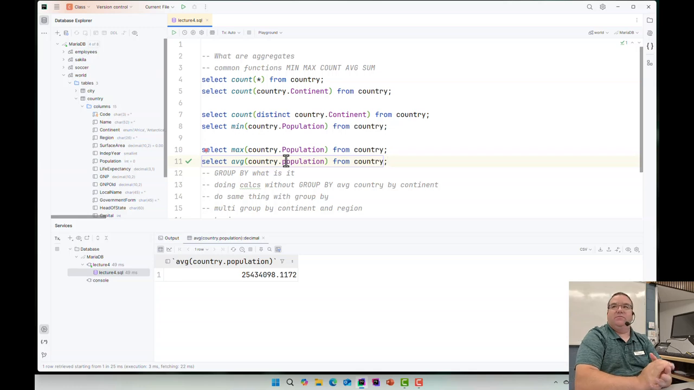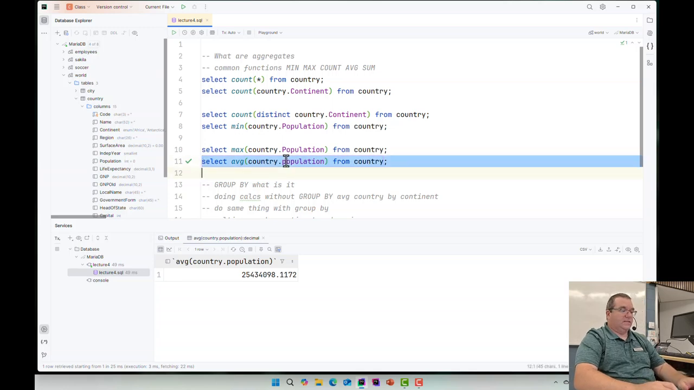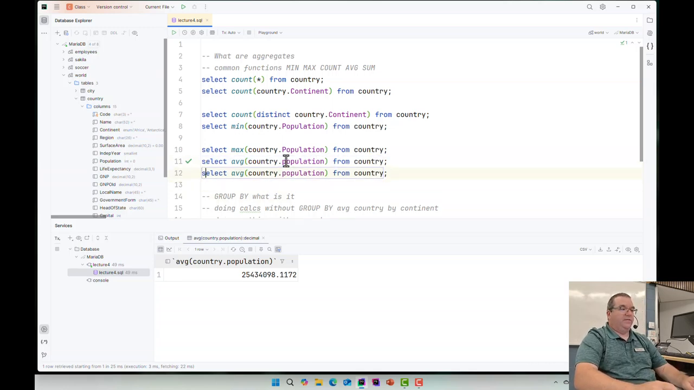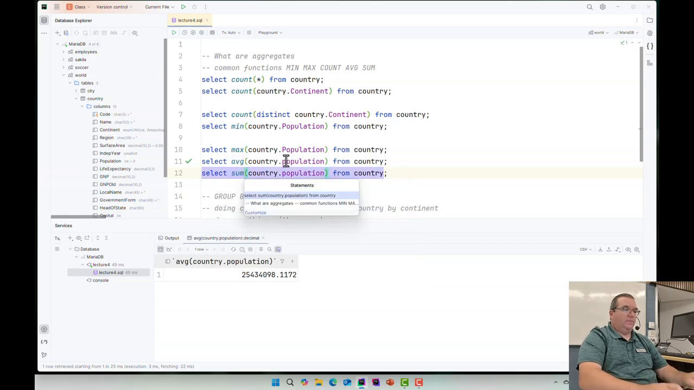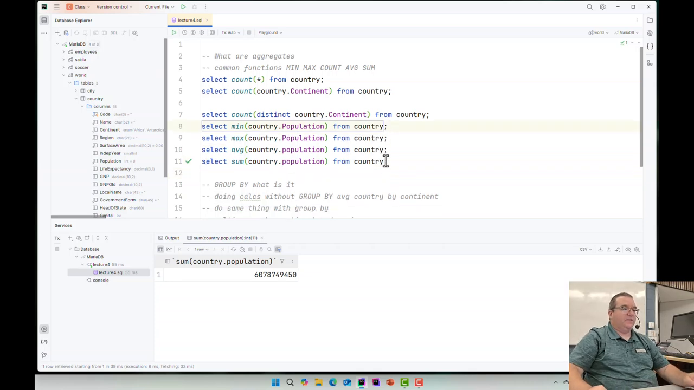Which gives you the average. You all know how to do an average, right? You add up all the values divided by the number of rows. This saves you from having to do the math. It does it for you. And the last useful one is sum, although you're not going to find it so useful at this point. But this is the entire population according to this database by country. So that's an example of each of the aggregates.